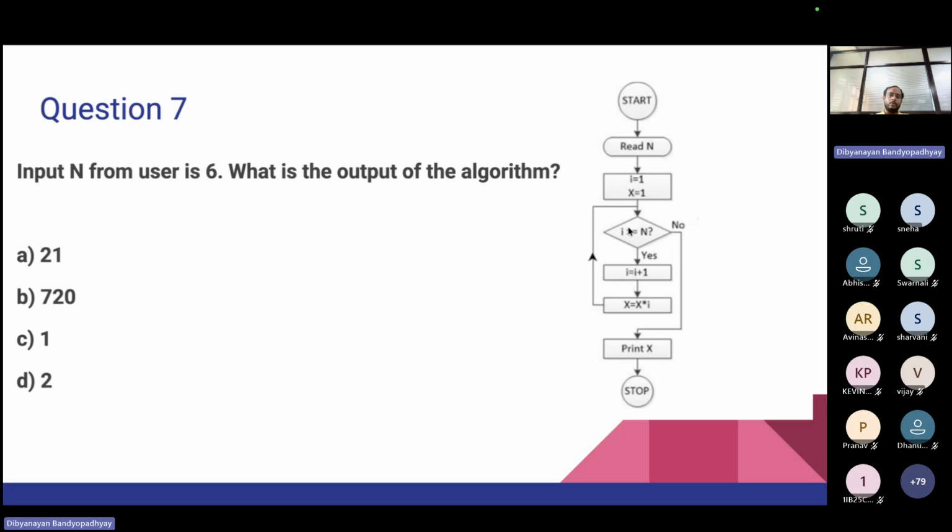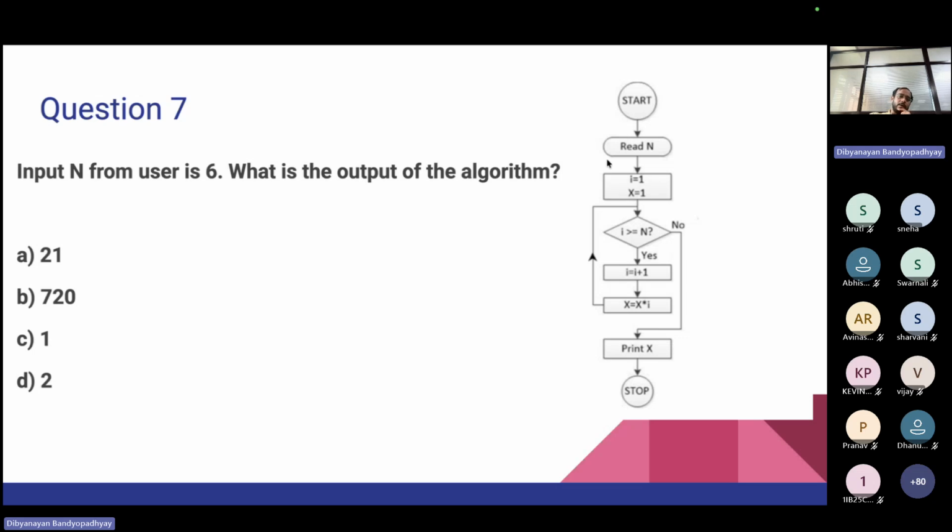You come to this diamond box, you see whether the result of the operation is yes or no, and based on the arrow you go to the next step. So if i greater than or equal to n is yes, then you follow the yes arrow and go to this step. If the operation comes as no, you follow the arrow and go to this step. So this is how the algorithm works, and this is how you have to read the flowchart.